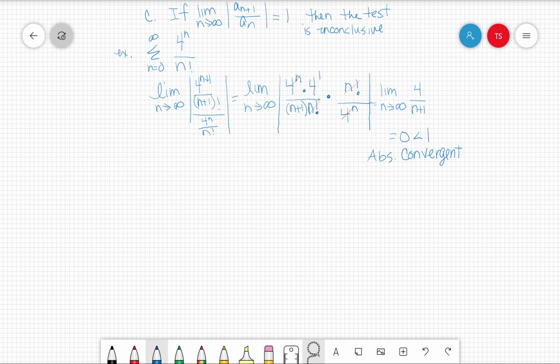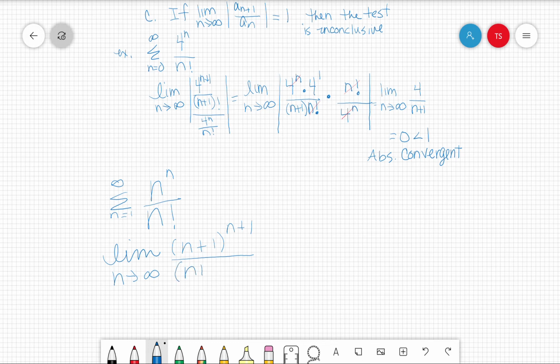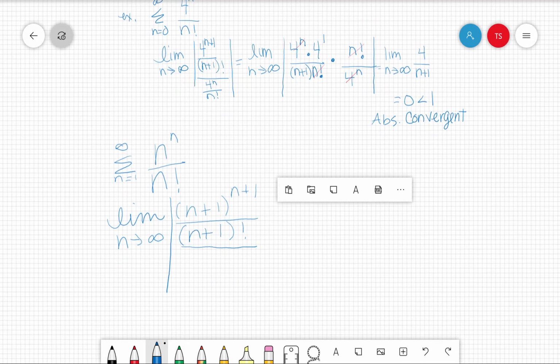We'll look at another example. Let's say I have a series from n equals 1 to infinity of n to the n over n factorial. So for this, we'll take the limit as n goes to infinity of (n plus 1) raised to the n plus 1 over (n plus 1) factorial, all under the absolute value, over n to the n over n factorial.